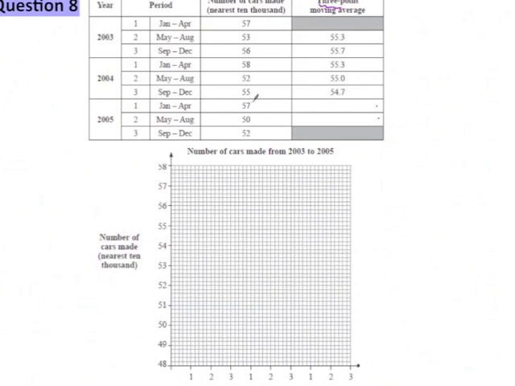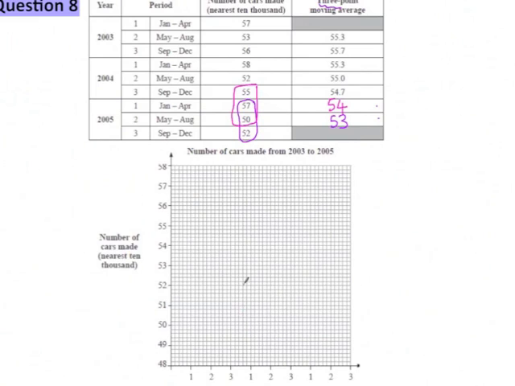For our last value here, we're going to add these up and divide by 3, which gives us a moving average of 53. The penultimate moving average is where we add up these 3 values and divide by 3. Our moving average is 54. We're then asked to plot these moving averages on the time series graph.